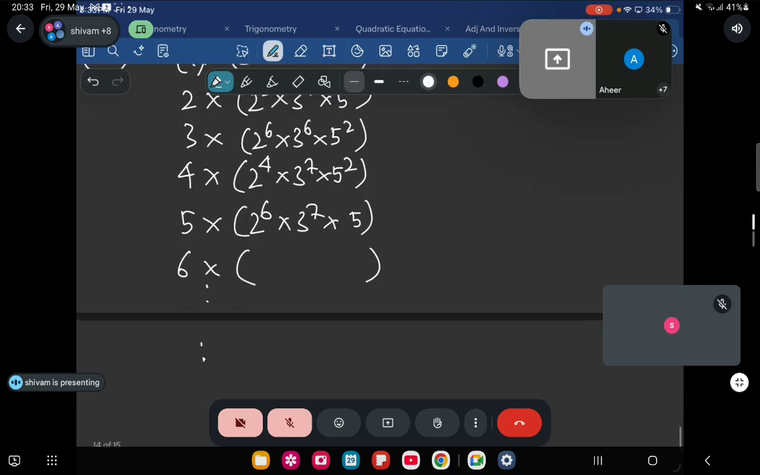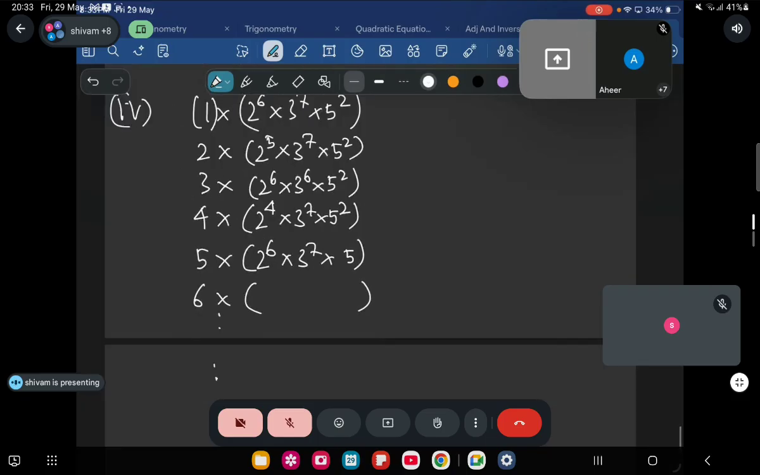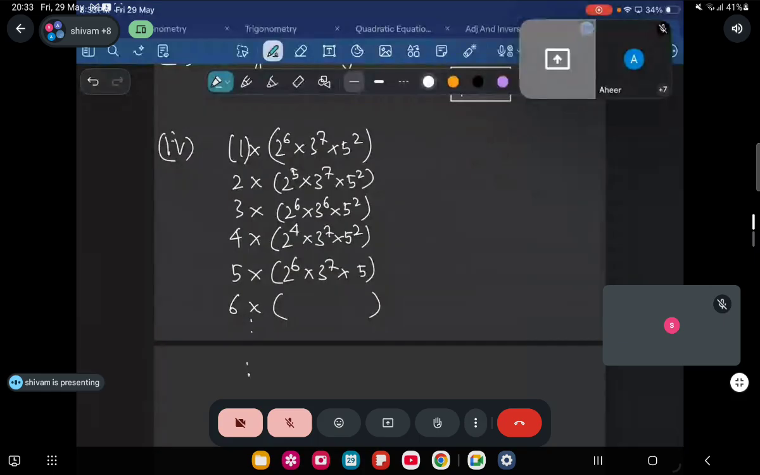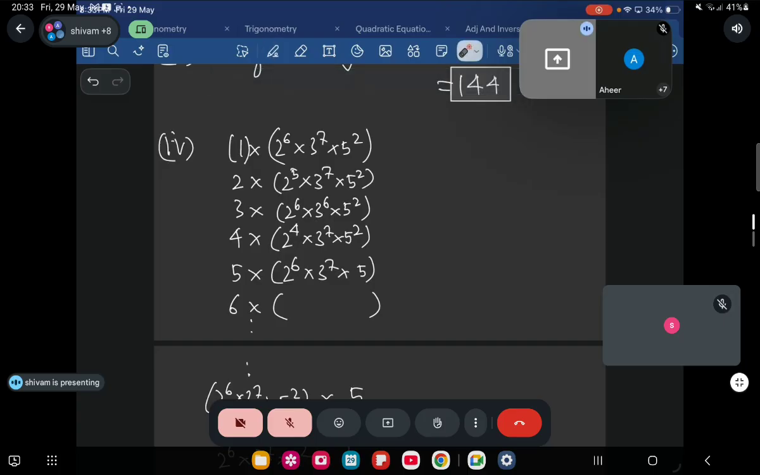It keeps on going, right? Lastly, what will you get? It will go up to 2 to the power 6 into 3 to the power 7 into 5 square multiplied by 5, dot dot dot, the last one into 1, right? So Aviraj, are you getting what these are? Tell me, what have I written? I have written all the factors of this number in the reverse format, right?